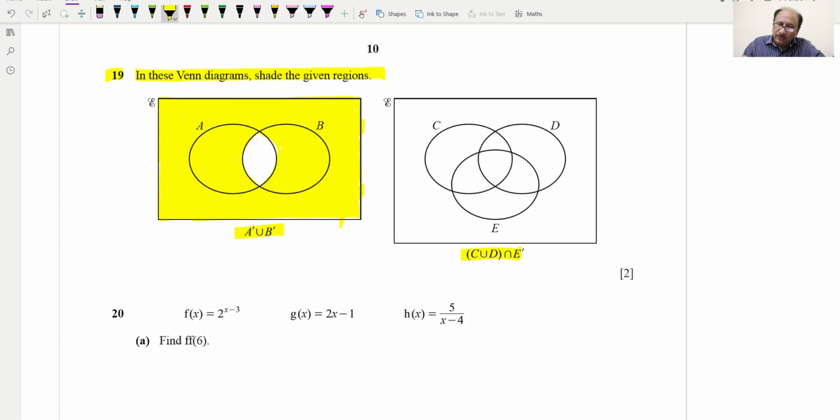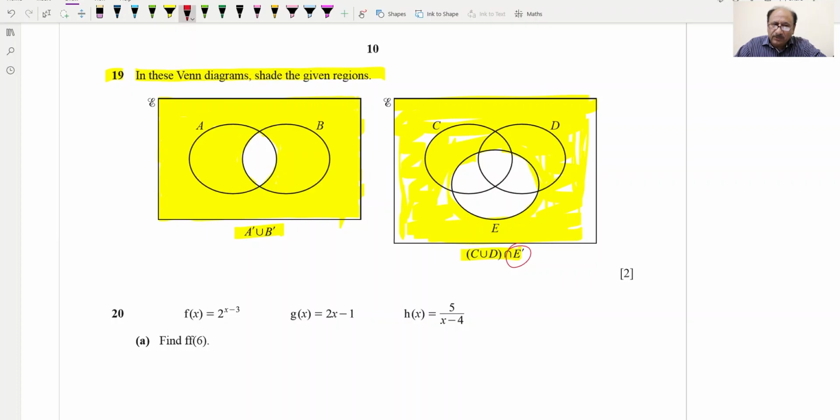intersection E complement. E complement will be this outer side. This whole outer side will be E complement. This outer side is E complement. And we have to take intersection of this with E. So intersection of this whole thing with E. So what is the region which is E complement basically? So we need to understand the region which is in E complement also.